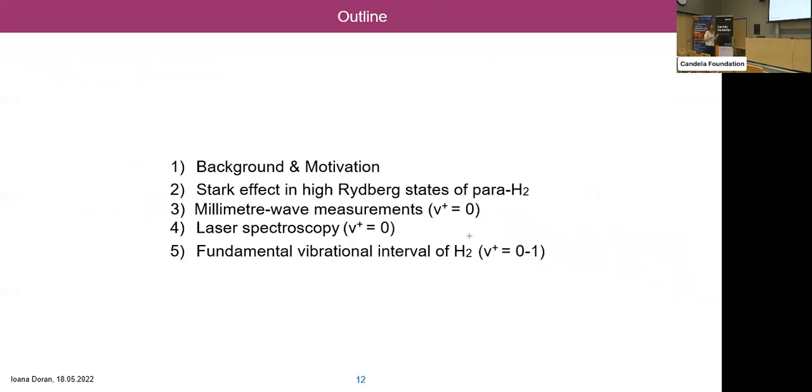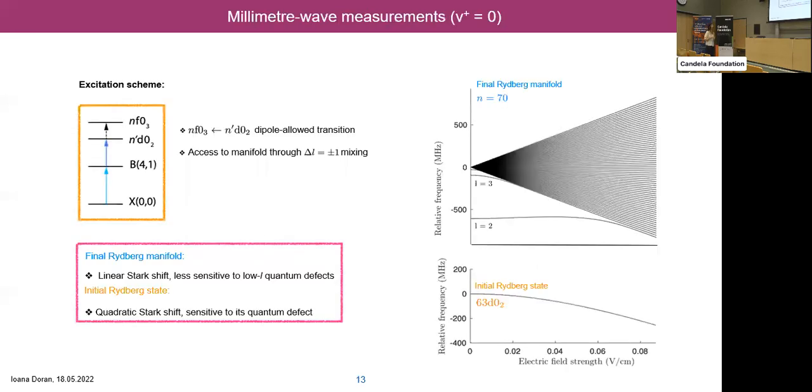In order to test the validity of our approach and the accuracy of our Stark map calculation, we started with millimeter-wave spectroscopy because this is the most accurate. In millimeter waves, we have very narrow line widths. This will enable us to do the most accurate comparison.